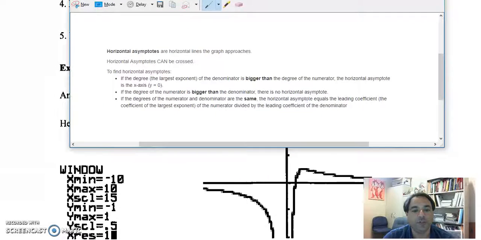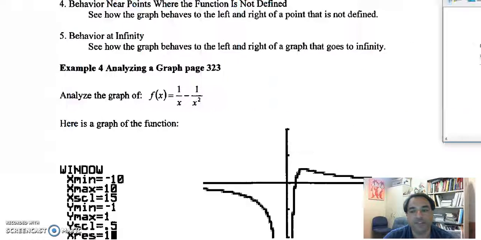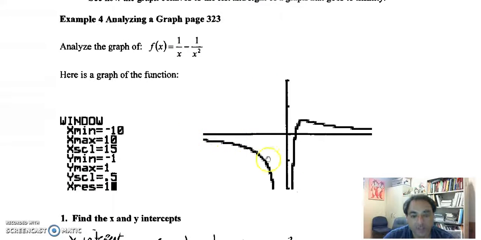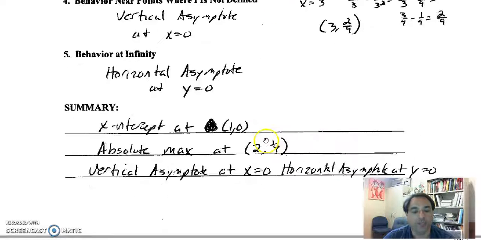So the degree of the denominator is bigger than the degree of the numerator. Therefore, we have a horizontal asymptote at y equals 0. So if we look at the graph, notice that the graph gets really close to y equals 0, the x-axis, but doesn't touch. And then the same thing on the other side. It gets really close to y equals 0, which is the x-axis, but doesn't touch. It can cross, which it crosses here, it's okay, but there's a horizontal asymptote at y equals 0.